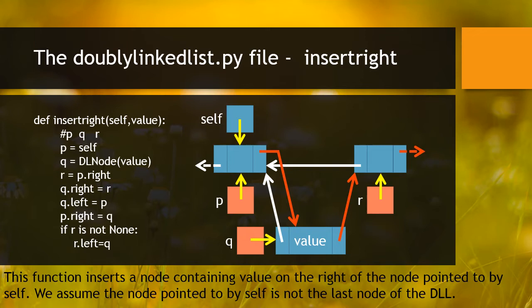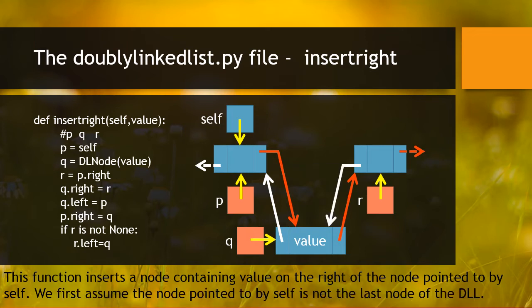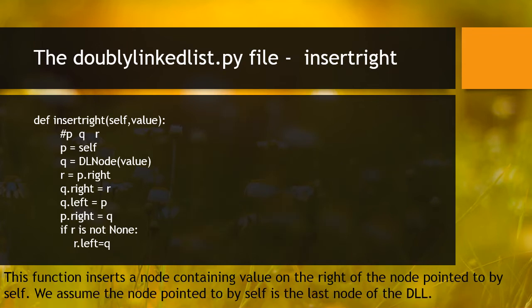If R is not None, then R.left should point to Q. Something like this. Now let us remove the variables within the scope of the function and show you what we have got. We have inserted a node containing value to the right of the node pointed to by self. What is the O notation? O(1).